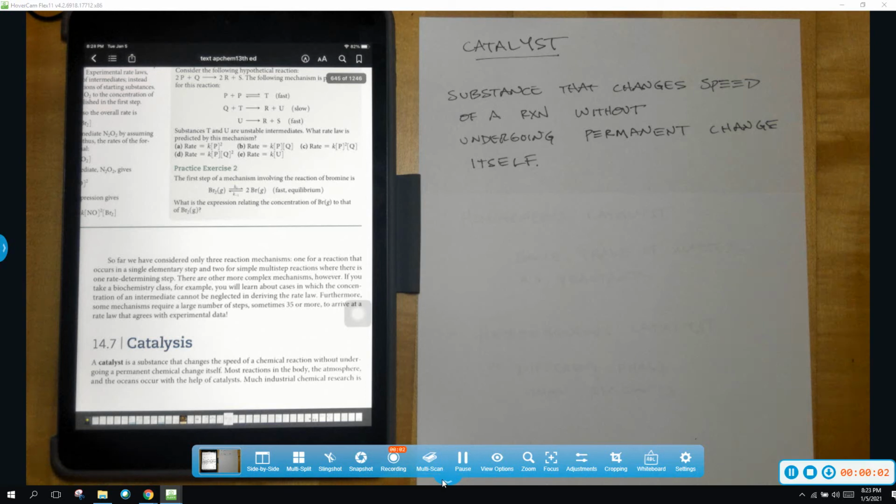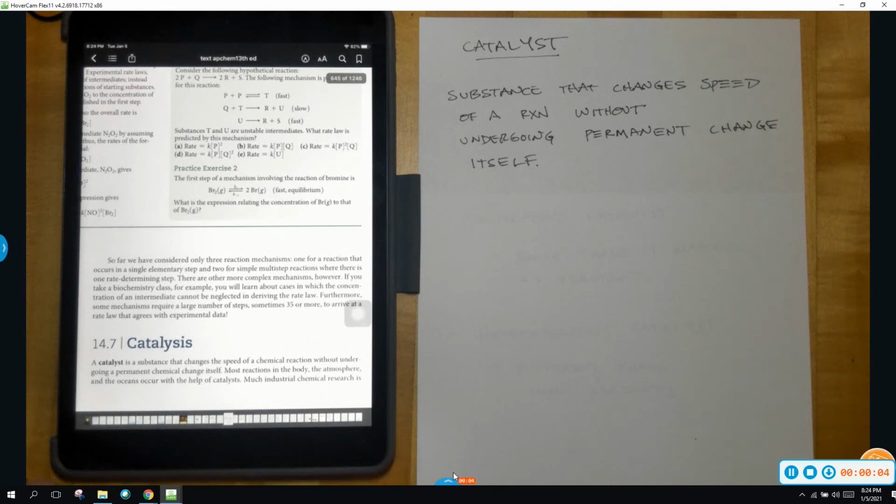So in this one, we'll take a look at catalysts. Catalysts are substances that change the speed of a chemical reaction without undergoing permanent change themselves. And it's one of the four ways that we can vary the kinetics, or the speed, of a reaction: catalyst, temperature, which we looked at last time, the physical state of a reactant, which we'll look at in the next video, and then lastly we'll look at a series of videos on how concentration can affect it. But right now we'll take a look at catalysts.